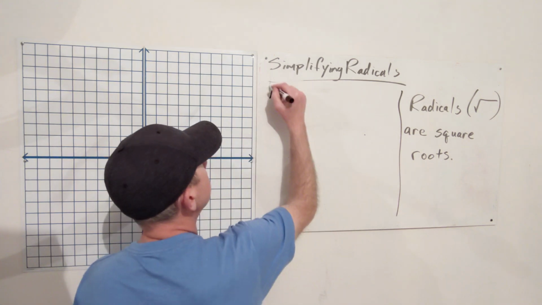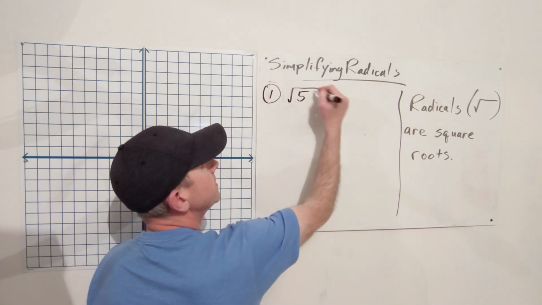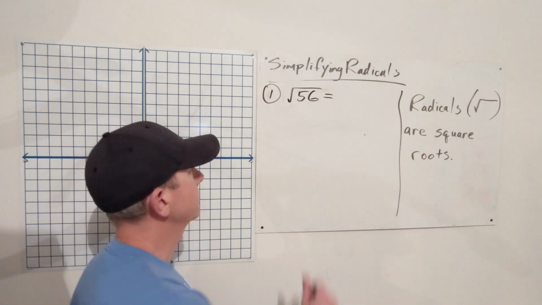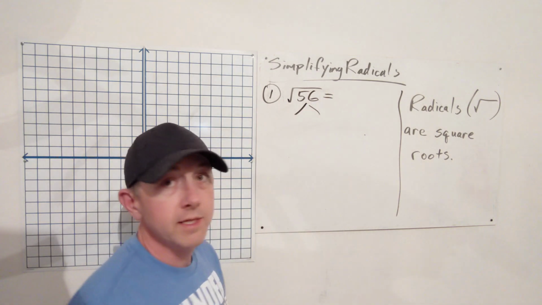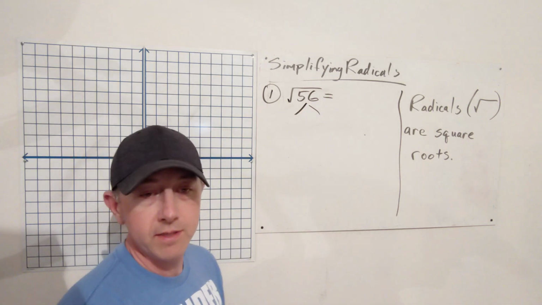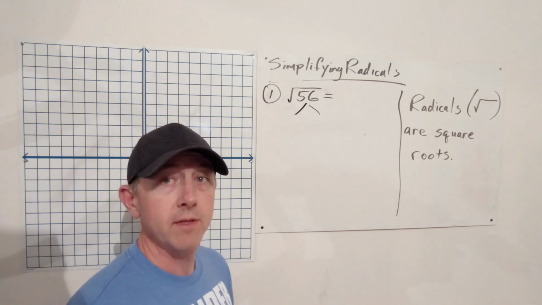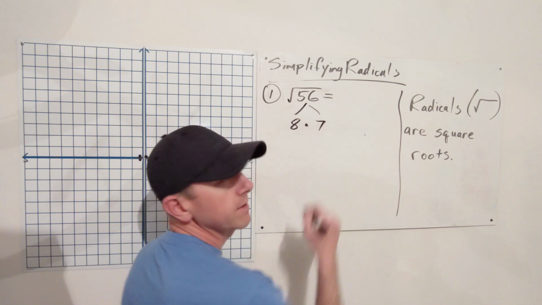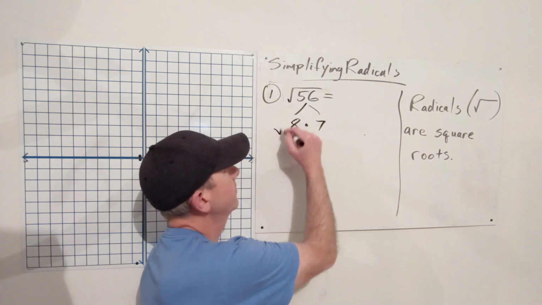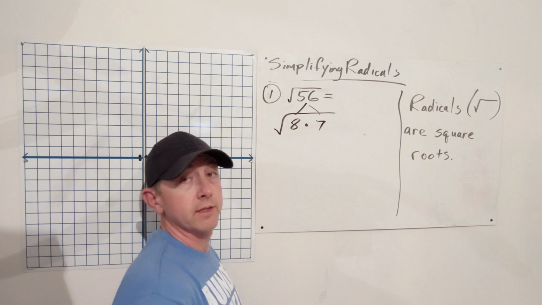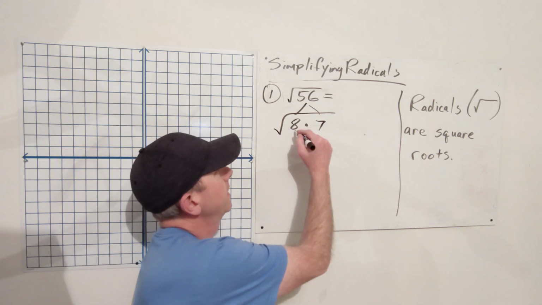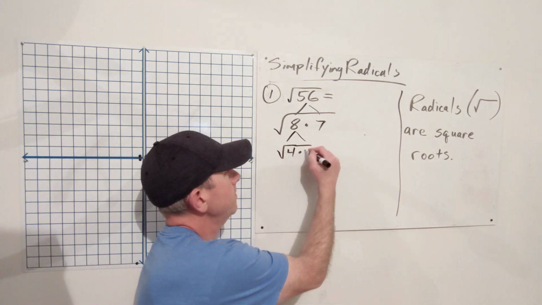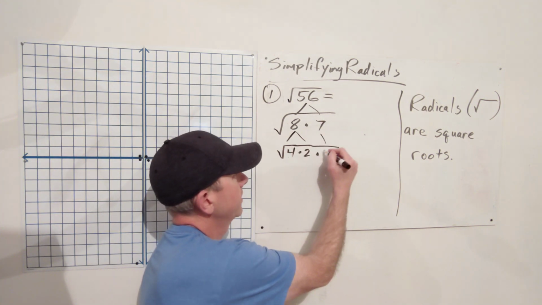All right, for number 1, we got radical 56. We're going to simplify this by trying to find matches. So we take 56, and you can take whichever factors you want. It doesn't have to be 2 and 28. For me, right off the top of my head, I think I've got 8 times 7. It's still under the square root. And then 8, we can break down into a 4 and a 2.